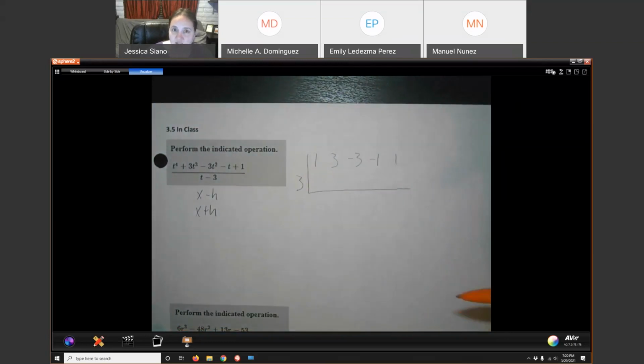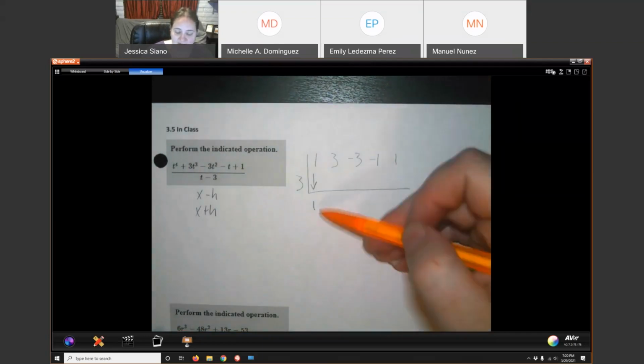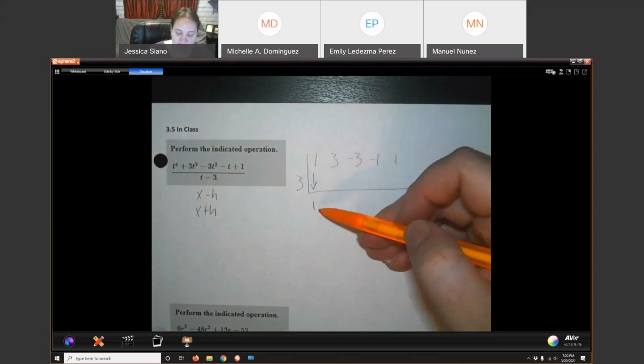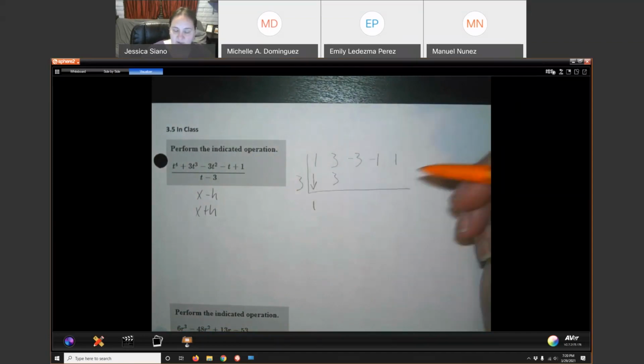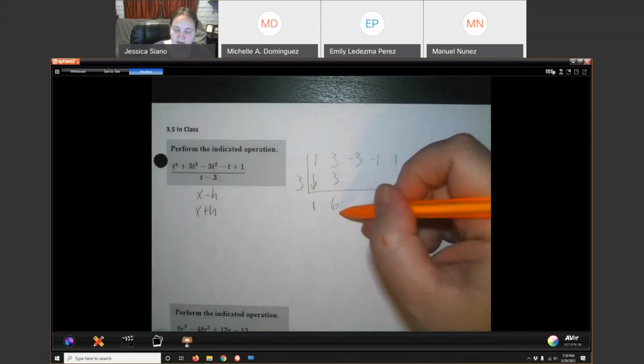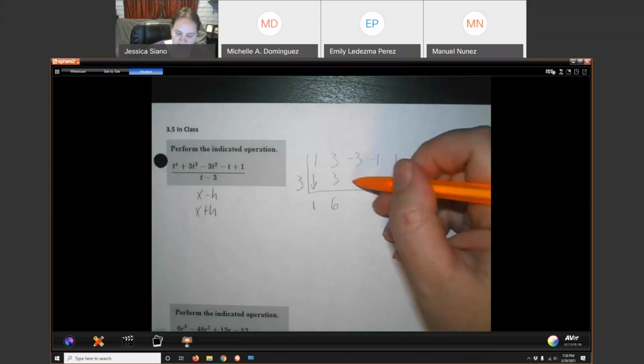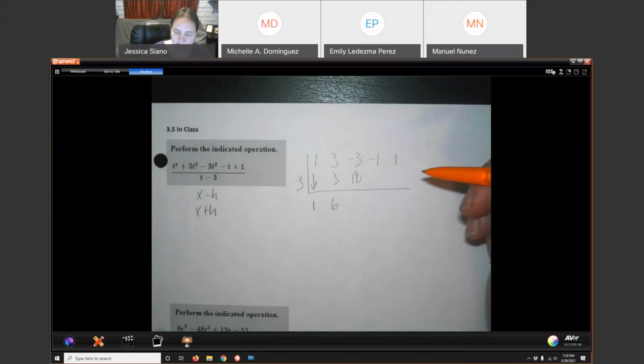And now the reason why this is called synthetic division is because there's no actual division. It is all multiplication and addition. So we bring down this 1. Whatever number we have down here, we multiply with the outside. So 1 times 3 is 3. And that's what goes right here. Then we add this column, 3 plus 3 is 6. And that goes down here. Then we multiply bottom with the outside. 6 times 3 is 18. That's what goes right here.